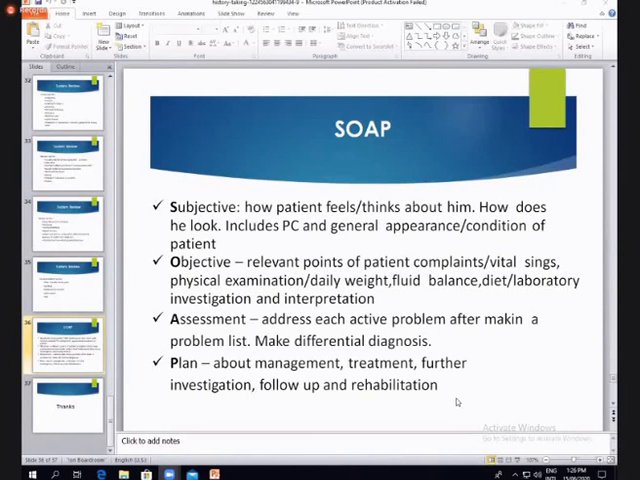The plan is the end part of the SOAP analysis, and in this part you're going to go for your management, your treatment, you're going to organize your further investigations, you're going to organize your further follow-up, and you're going to discuss the rehabilitation of the patient with your colleague, with your patient. So this is a very basic and comprehensive way of elaborating the detailed patient history, examination, your assessment, and your plan so that you become the treating physician in the driving seat.